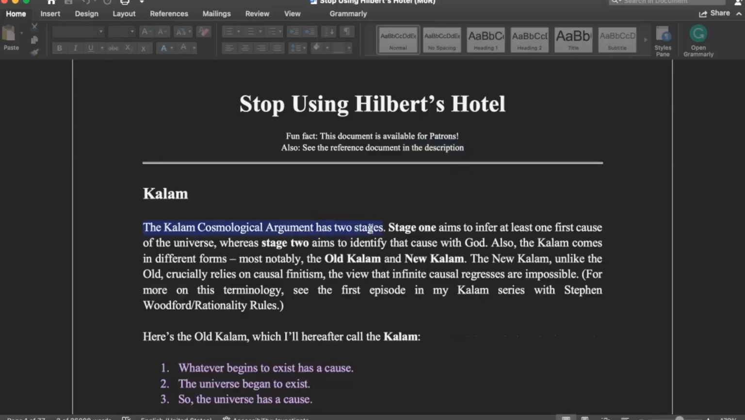So the Kalam cosmological argument has 2 stages. Stage 1 aims to infer at least one first cause of the universe, whereas stage 2 aims to identify that cause with God. Also, the Kalam comes in different forms, most notably the Old Kalam and New Kalam. The New Kalam, unlike the Old Kalam, crucially relies on causal finitism, which is the view that infinite causal regresses are impossible. And for more on this terminology, see the first episode in my Kalam series with Stephen Woodford, or Rationality Rules. That is in my Kalam playlist, which, of course, I highly recommend you to check out.